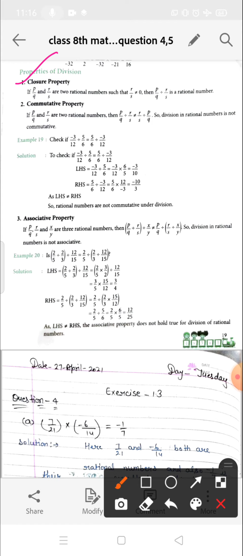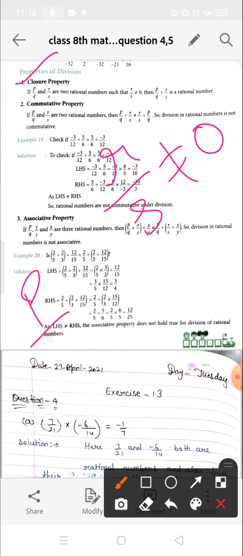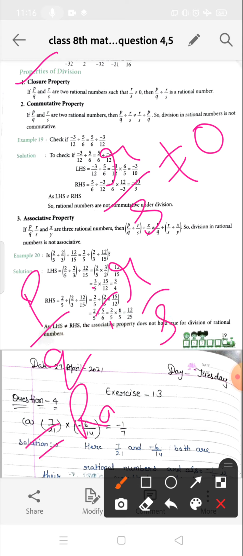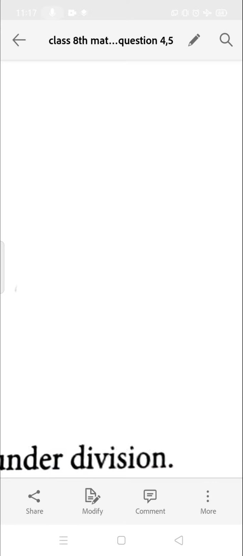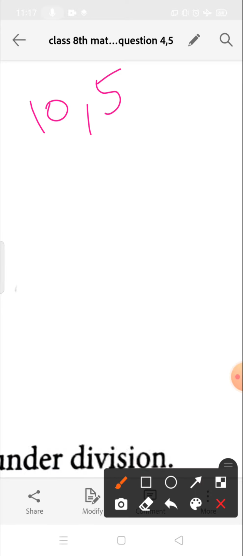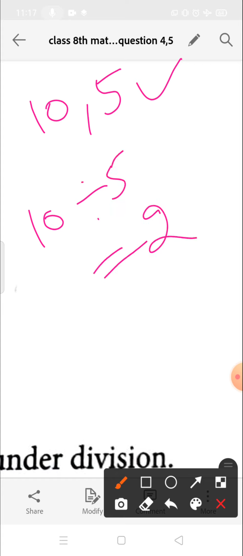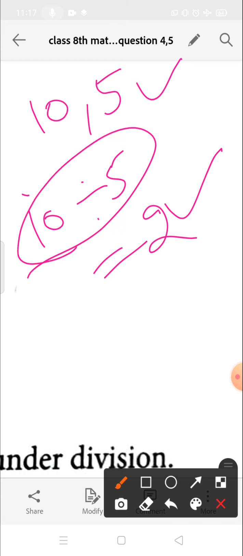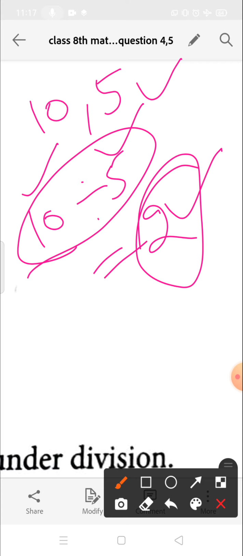If p by q and r by s are two rational numbers such that r by s is not equal to 0, then their division is defined and is also equal to a rational number. Clear? For example, 10 and 5 both are rational numbers. If I divide 10 by 5, then this is equal to 2. 2 is also a rational number. I have taken two rational numbers and divided one by another, and the result is a rational number.